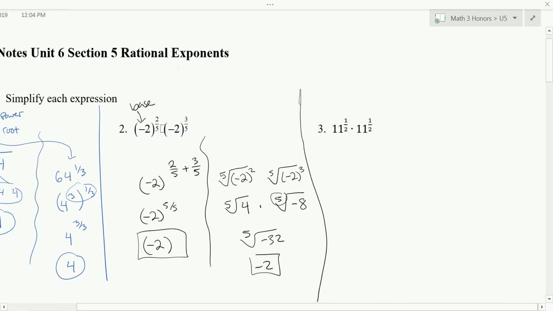So 11 to the 1/2 times 11 to the 1/2. What's the answer going to be? 11. And again, you can do this 2 ways. You could say that's the square root of 11 times the square root of 11 and get 11. Or you could add your exponents, 1/2 plus 1/2, and get 11 to the power of 1, which is 11. Okay.